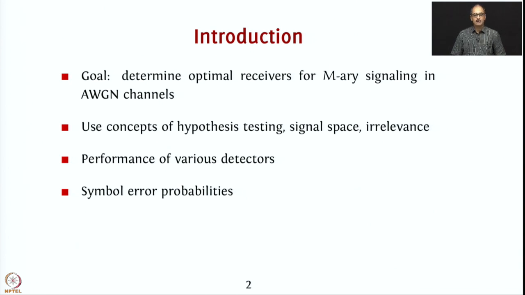We will use the concepts of hypothesis testing, signal space, and the concept of irrelevance of some parts of the statistic that we do not need. In particular, we will show that only that part of noise which is along the components of the signal matters when you want to decide which symbol was sent. We'll see this closely in this lecture.